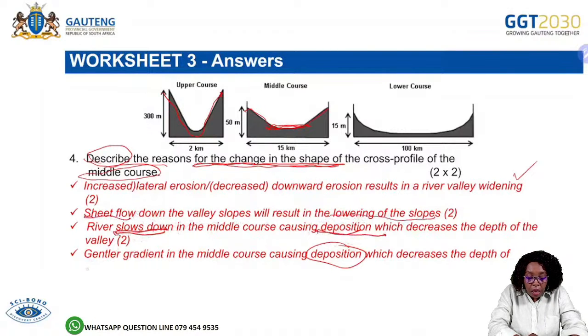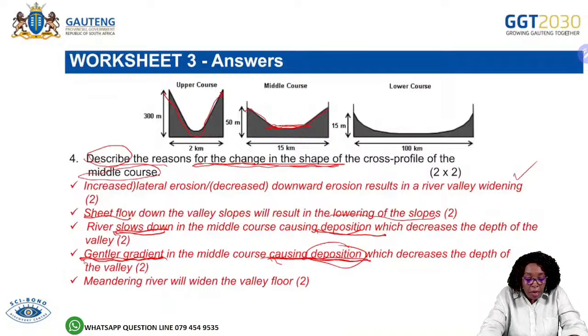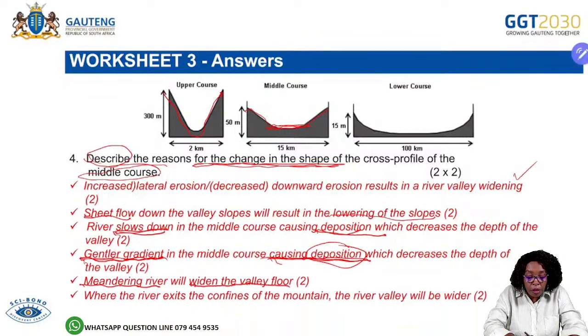You must also be able to answer it like that, even in the exam, if you come across a question like this. So there's a gentle gradient in the middle course, which causes deposition. So this is one of the things that you should be able to do in case you come across such a question. Right. Meandering river will widen the valley floor. So there should be the cause and the effect. So here the river is meandering. So what does it do? It then widens the valley floor.